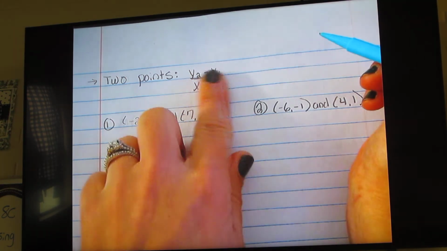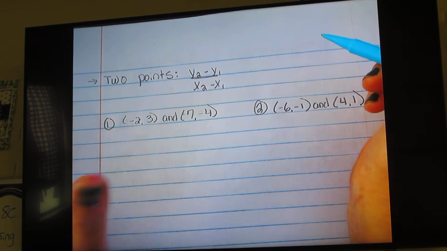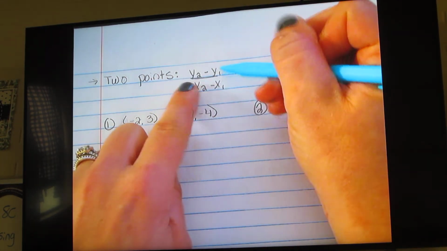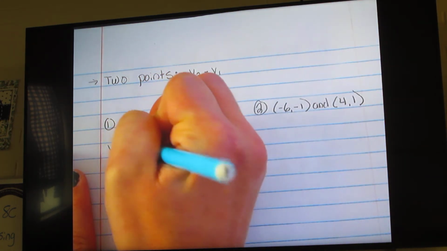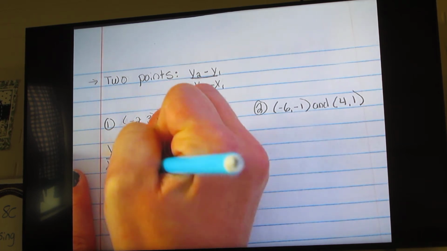So I think about formulas as recipes. And when I'm trying a new recipe, I do not try to do it from memory. That would be a disaster. Okay, so I always have my recipe sitting right in front of me. So I'm going to write my formula out. y2 minus y1 over x2 minus x1.